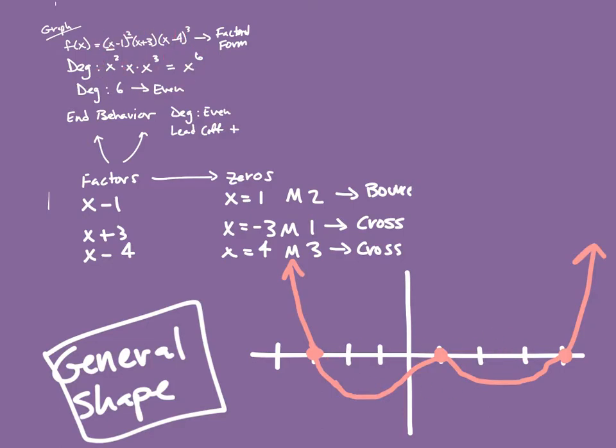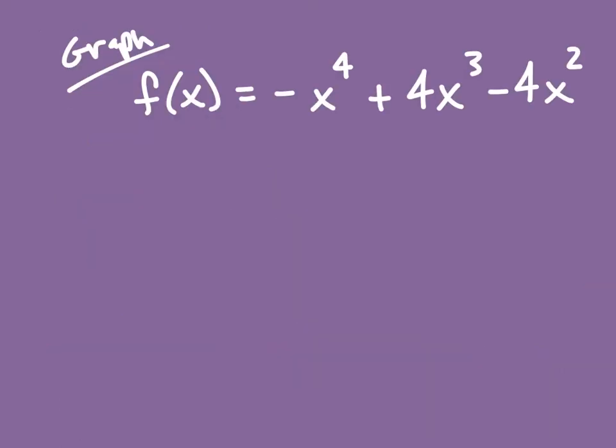Okay, so let's look at another example. On this example, we've got the function f of x is equal to negative x to the fourth plus 4x cubed minus 4x squared. The first thing I want to do if we're trying to graph this is identify our end behavior.